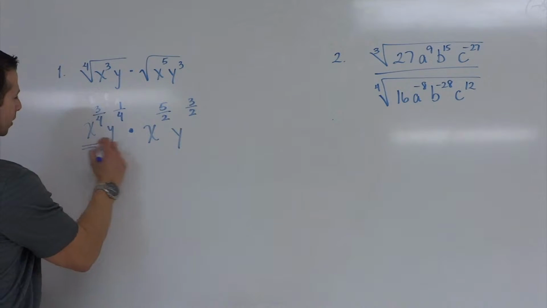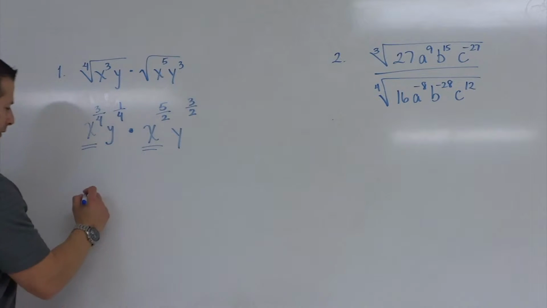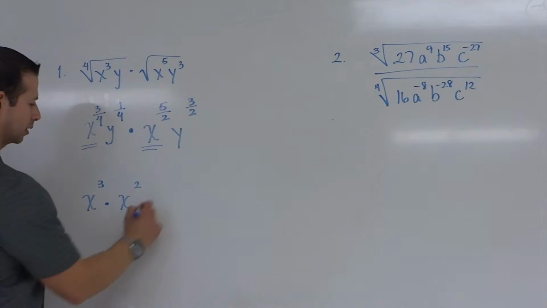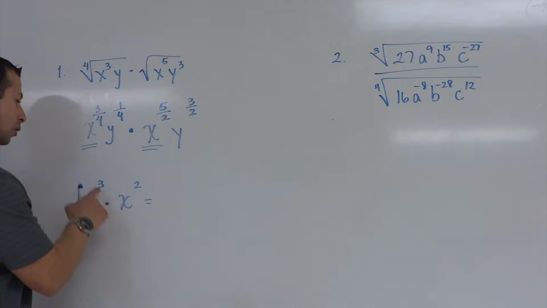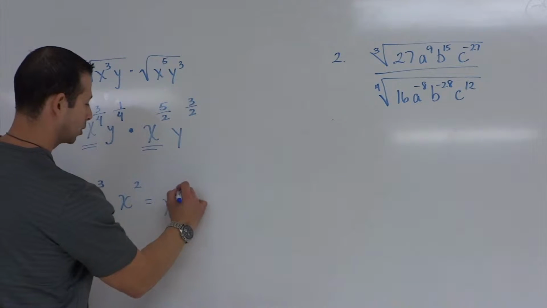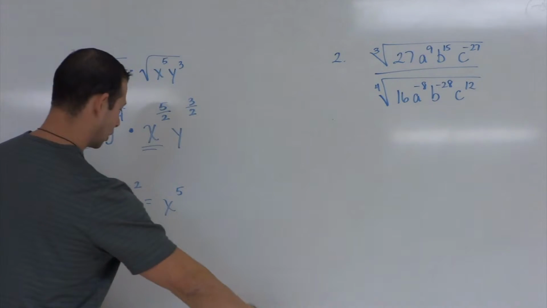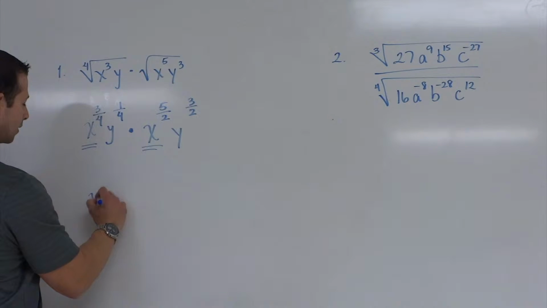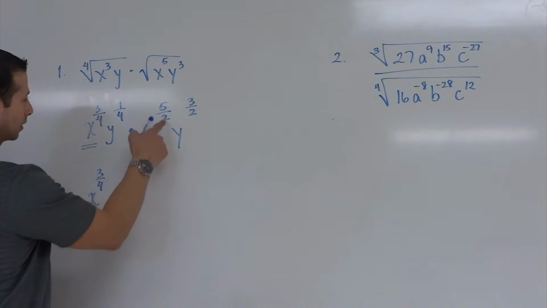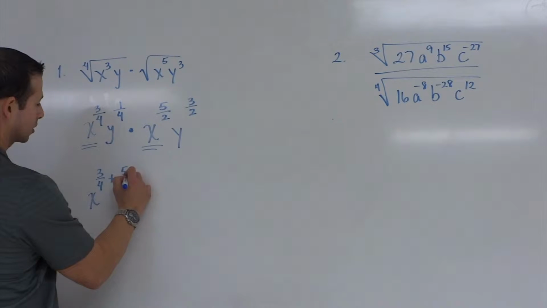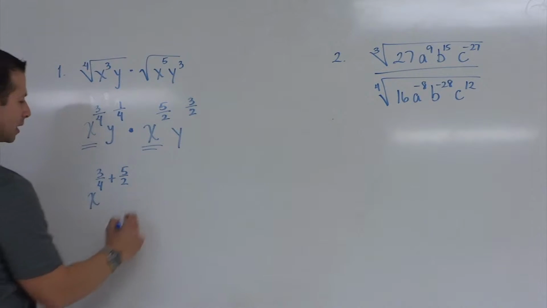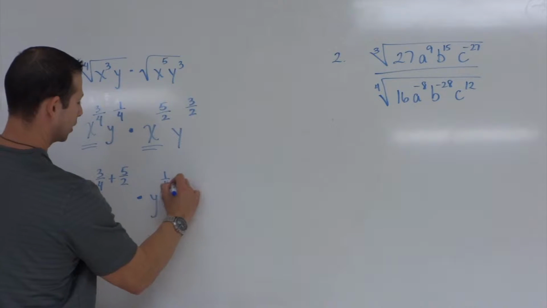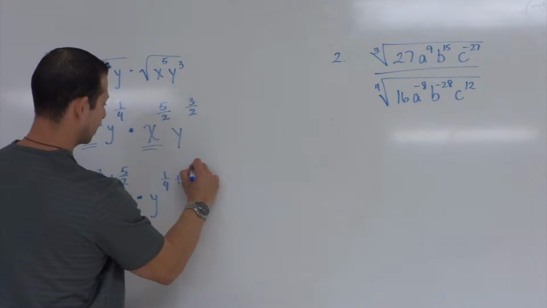Now if you notice here, we have x and x, and I often ask the students, well, what happens when you multiply x cubed and x squared? Well, you should recognize this. All we're doing is adding the exponents, and you would get x to the power of 5. Well, that's what we're going to be doing here in this case. The only thing, instead of having nice whole numbers, we have fractions. Okay, so we have 3/4 plus 5/2, and then we're going to multiply that by y to the 1/4 plus 3/2.